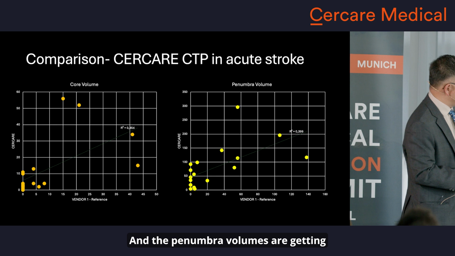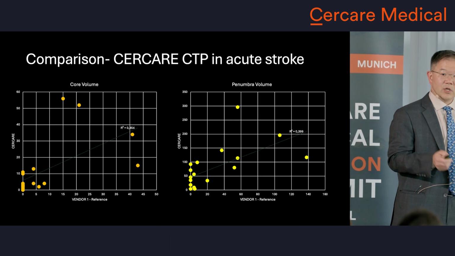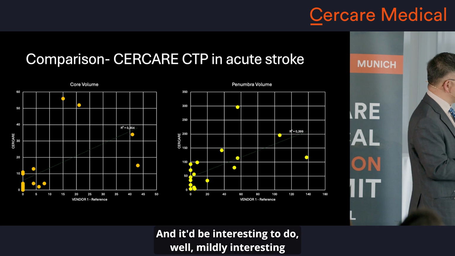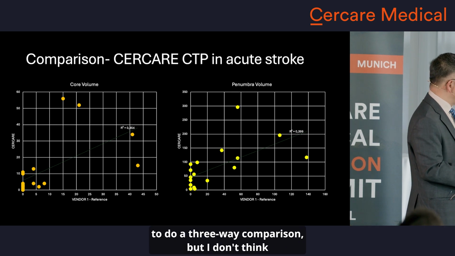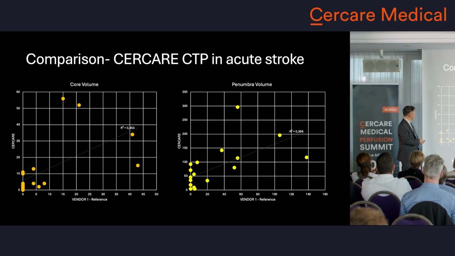And the penumbra volumes are getting at least decent R-squared values, especially since this is just a small set that I happen to have with both sets of software. And it'd be interesting, well, mildly interesting, to do a three-way comparison, but I don't think there's any specific need to.